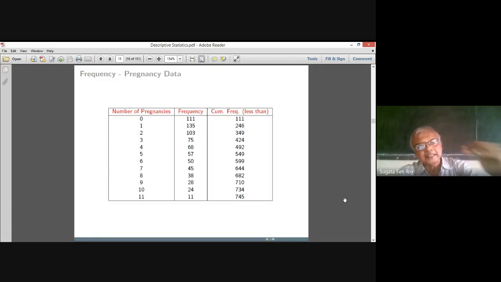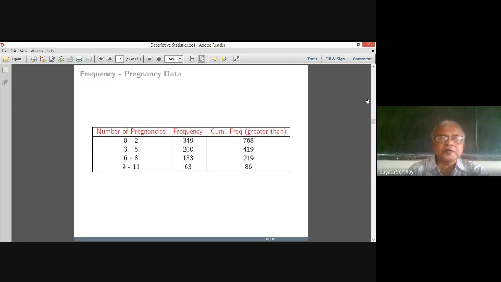For frequency, we're looking at the number of pregnancies that a woman has. Okay, it's not the number of children; it's just the number of pregnancies, and you can see the number of pregnancies for a given data set. There were 111 mothers who had no pregnancies. There were 135 mothers who had one pregnancy. So these are the frequencies. So number of pregnancies 0, there are 111 individuals corresponding to this. Number of pregnancies 1, there are 135 individuals corresponding to this. So these are frequency type of data.